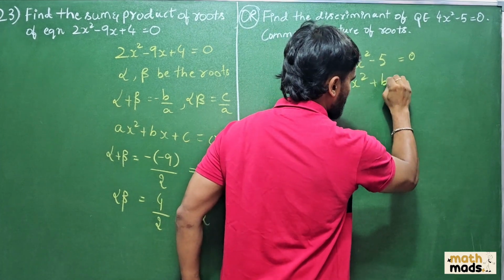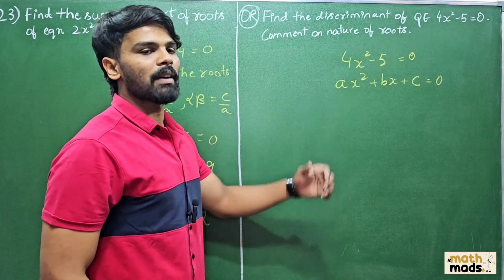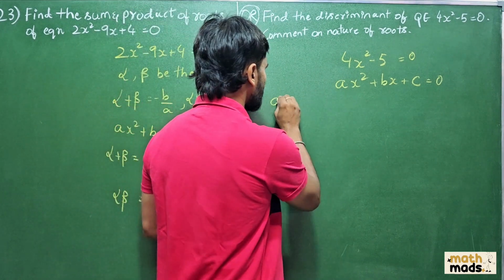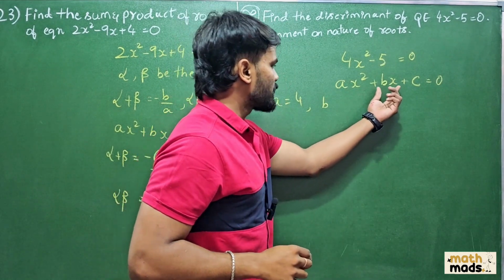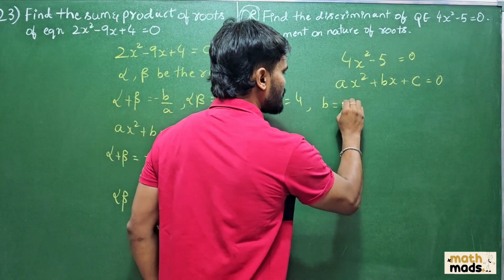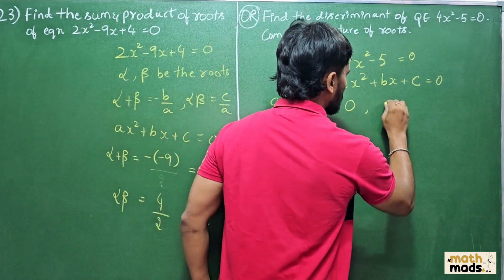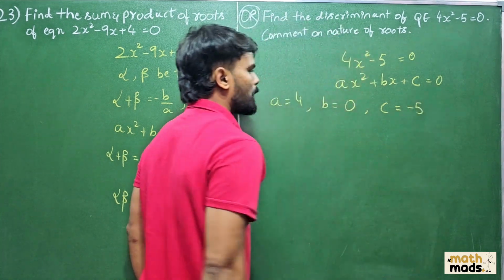ax square plus bx plus c is equal to 0. From this, what will the value of a be? a is nothing but 4. What is the value of b? b is associated with x. There is no term here with respect to x, so b will become 0. What will happen to c? In place of c, minus 5 is there. So c value is minus 5.